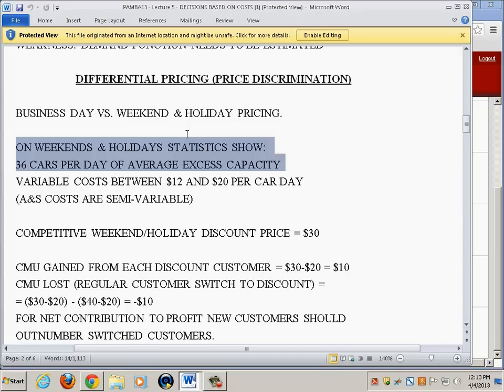But what about the $8 per car day selling and admin? They are the costs of maintaining, they're the costs of doing what? Of having selling and admin people that rent the cars and do the accounting and so on. Now those costs are semi-variable. It's a step function.